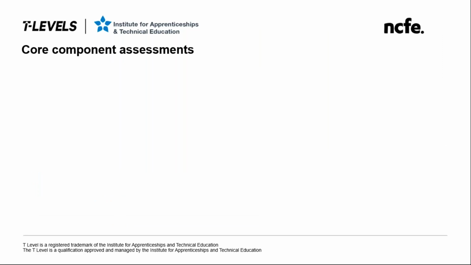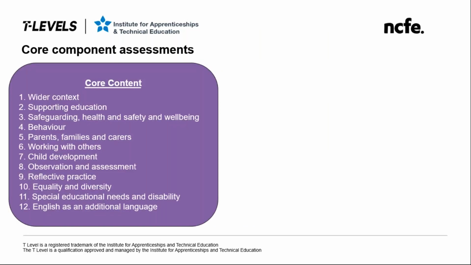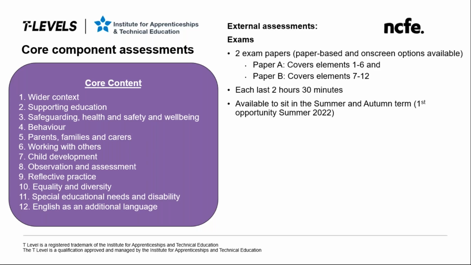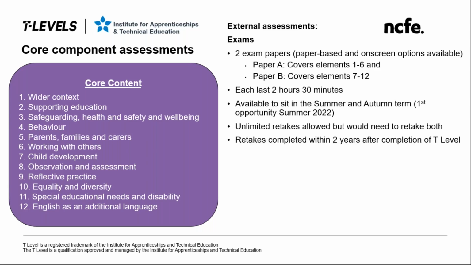So let's look a little closer at how the core components are assessed. You'll see on the screen now how the TQ is divided into 12 elements. How the assessment is designed is as follows. First of all, there are the external exams covering all the elements. Each exam lasts 2.5 hours and they are available in the summer and autumn terms, in June and December. The students can resit the exams, but would need to resit both, and there are fees attached to the resits. They can also resit up to 2 years after completion of their programme.